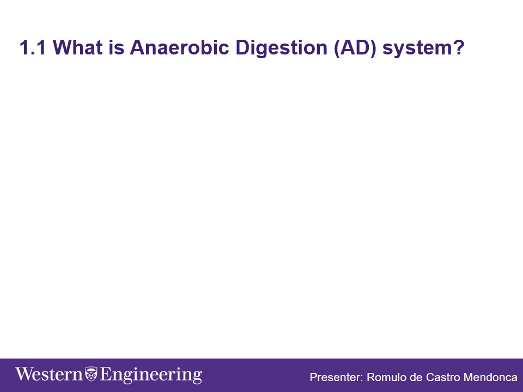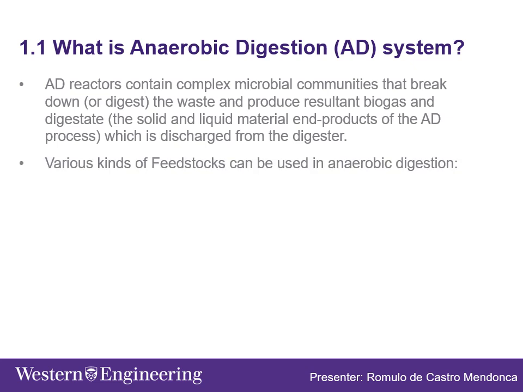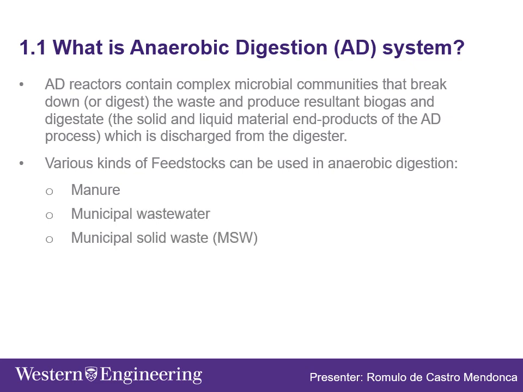AD reactors contain complex microbial communities that break down or digest the waste and produce resultant biogas and digestate, the solid and liquid material and products of the AD process, which is discharged from the digester. Various kinds of feedstocks can be used in anaerobic digestion, such as manure, municipal wastewater, municipal solid waste, fats, oils, and greases, food scraps, and sludges.